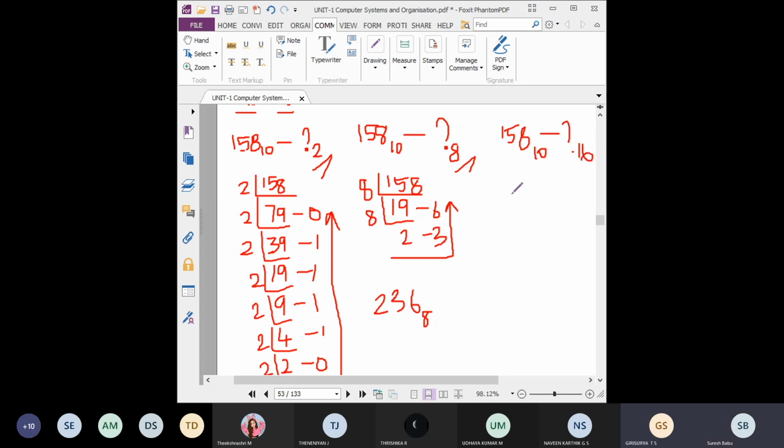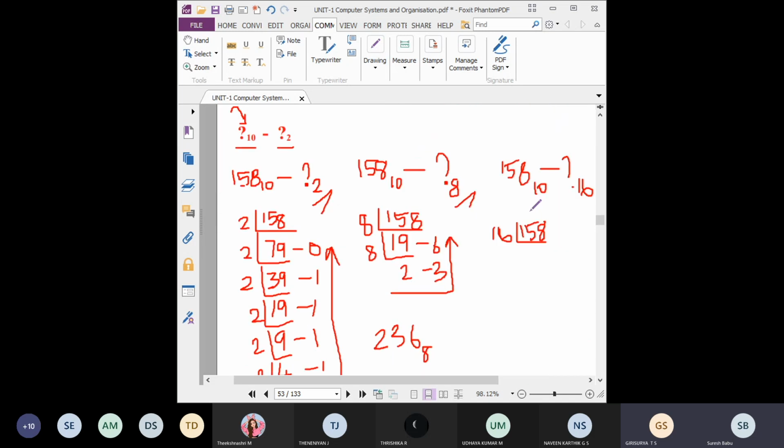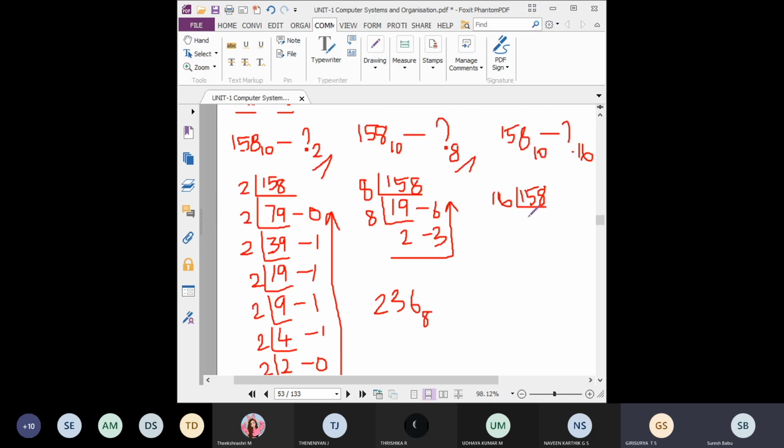That base value is the divisor. Hexadecimal, so we need to divide by 16. If you divide by 16, definitely you will get a remainder value less than 16, so all the numbers are 0 to 15. Instead of 10 to 15 we have the alphabets A B C D E F. So now tell me what is the answer here?